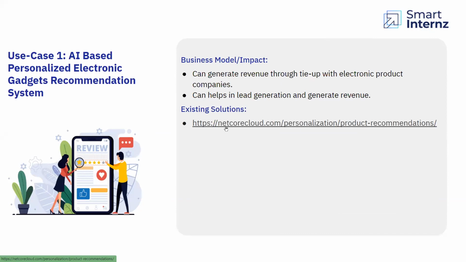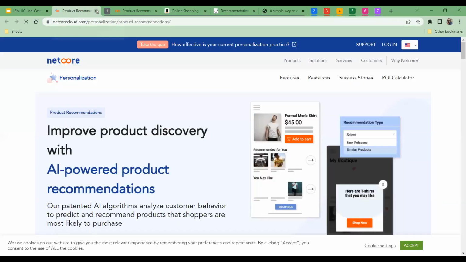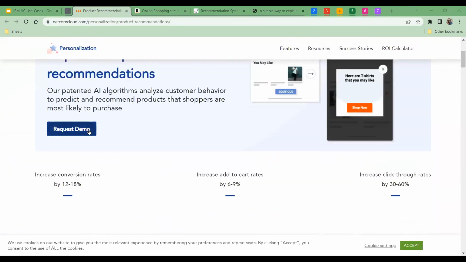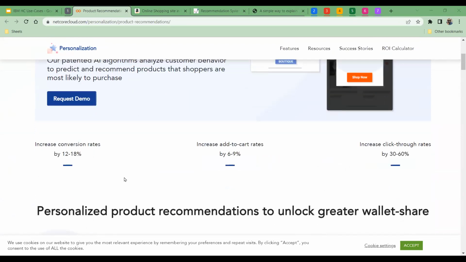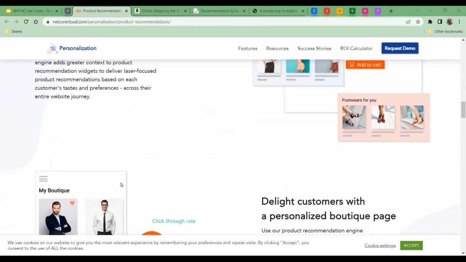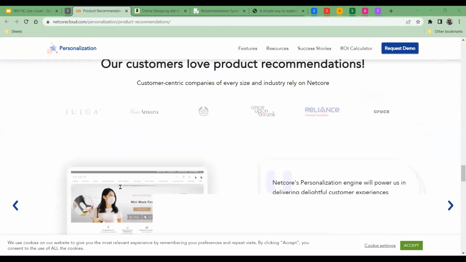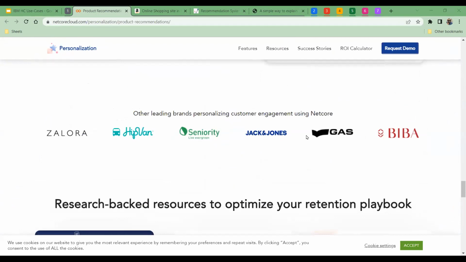This is a website, and this is a product named Netcore, where they have built a recommendation system. They are offering services to different networks. You can have a demo, and they offer it on a service basis. They have collaborated with different websites, and we can see those websites: Jack and Jones, Gas, Biba. These are all different types of websites. If you have a good recommendation system, we can also do it for electronics.